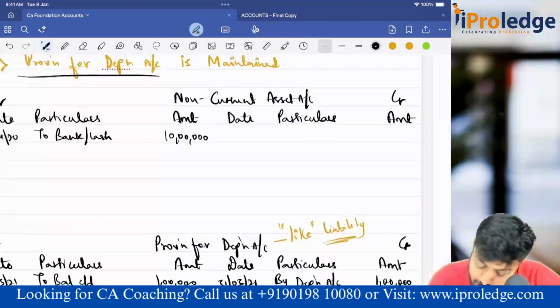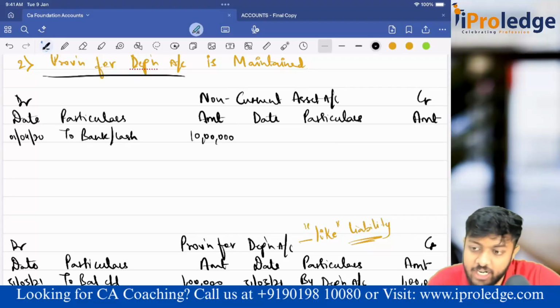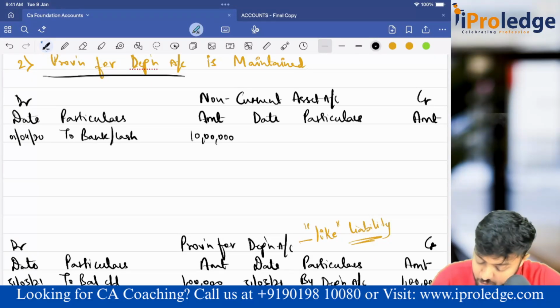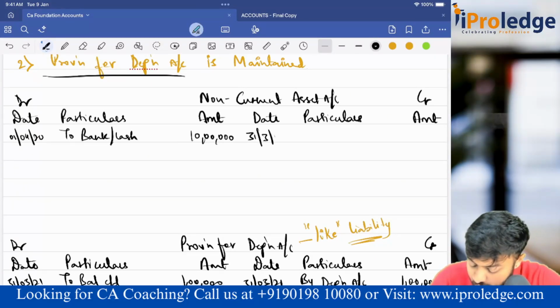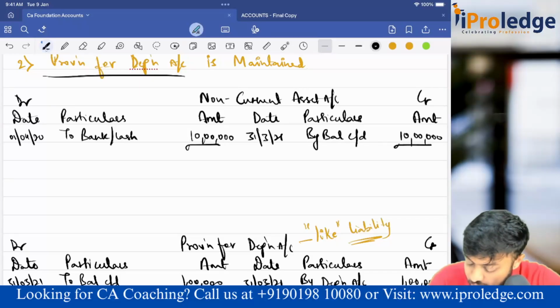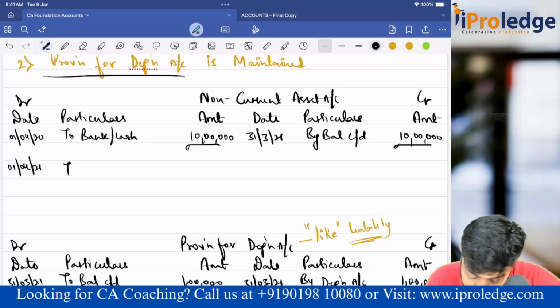Here, non-current asset is an asset, so the asset's balance will be carried forward. Same thing here also: 31/3/21 by balance carried down, 10 lakh. That is closed. Next, we carry forward the balance to the next year: 1/4/21 to balance brought down.